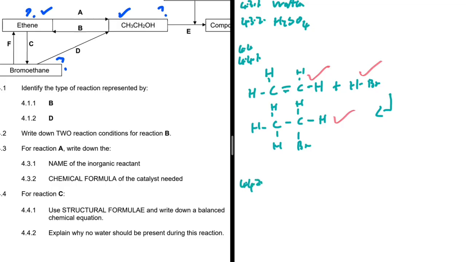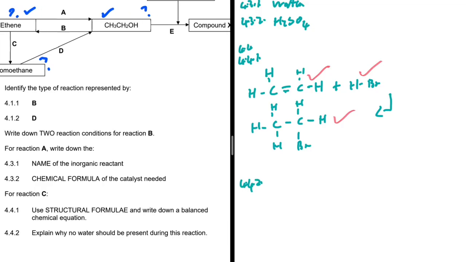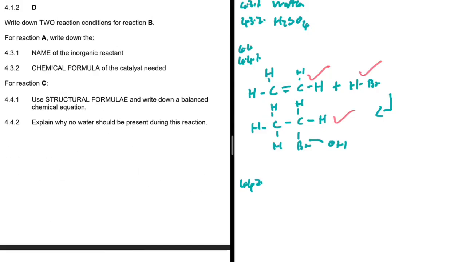4.4.2, explain why no water should be present during this reaction. We are avoiding the formation of OH instead. If you have water, it's very possible that instead of having Br there, you might have OH. So that is what we are running from. Yes, we are trying to avoid the formation of the hydroxyl group. That is 4.4.2.